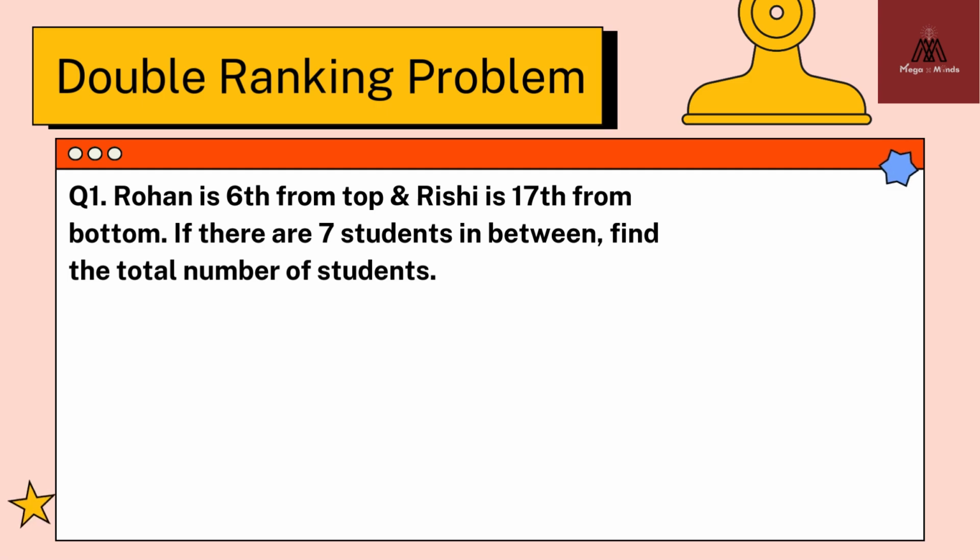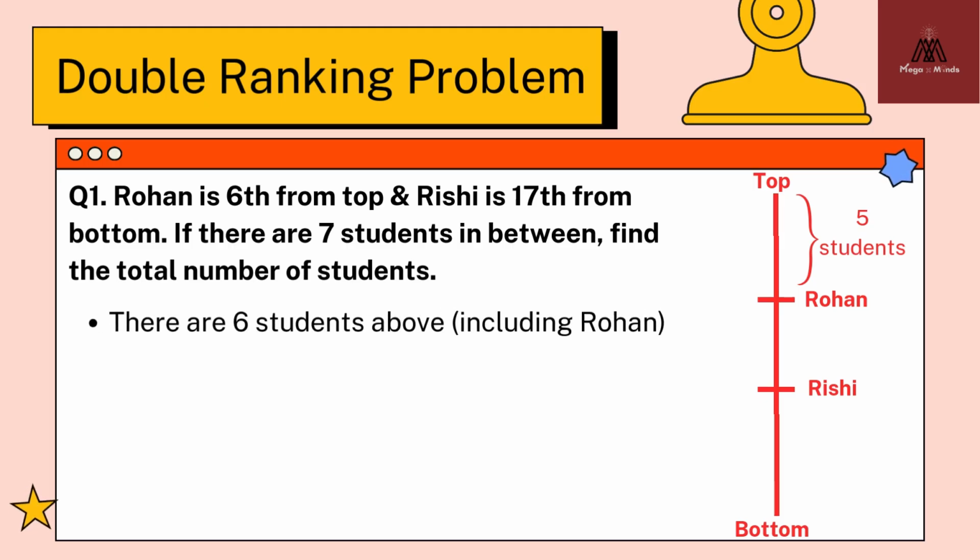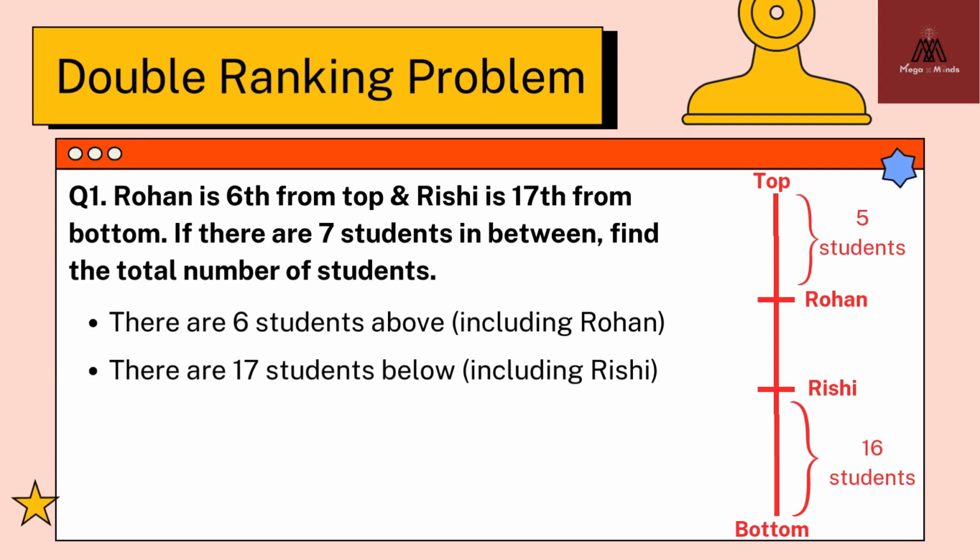The first step is to create a visual representation from the information given in the question. Since Rohan is 6th from top, there are 5 students above him. If we include Rohan, then there are 6 students above. Similarly, since Rishi is 17th from bottom, there are 16 students below him. If we include Rishi as well, the total number of students below will become 17.